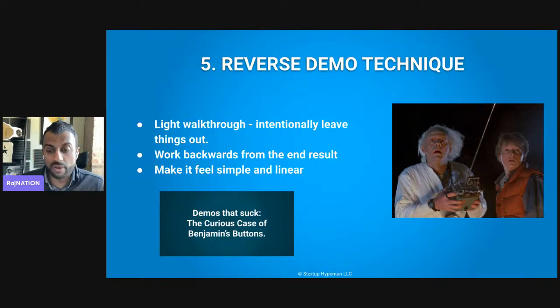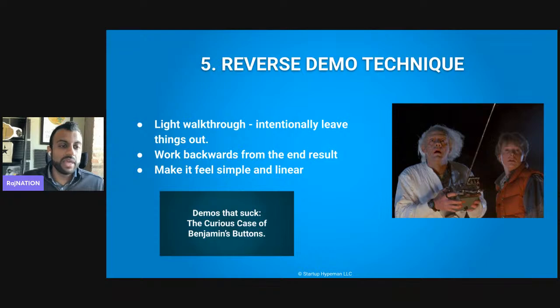So the reverse demo technique is what you will deploy. In the reverse demo technique, you're just doing a light walkthrough of the product. You are intentionally leaving things out. Consider it the drive-through version of your product. Like if you were a restaurant, people could dine in or they could go through the drive-through. Your demo is the drive-through. They're not dining in. They're ordering through the drive-through. So you're going to intentionally leave things out.